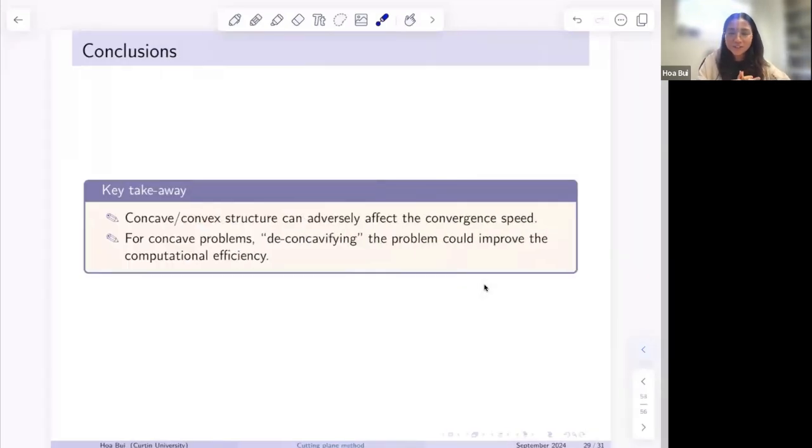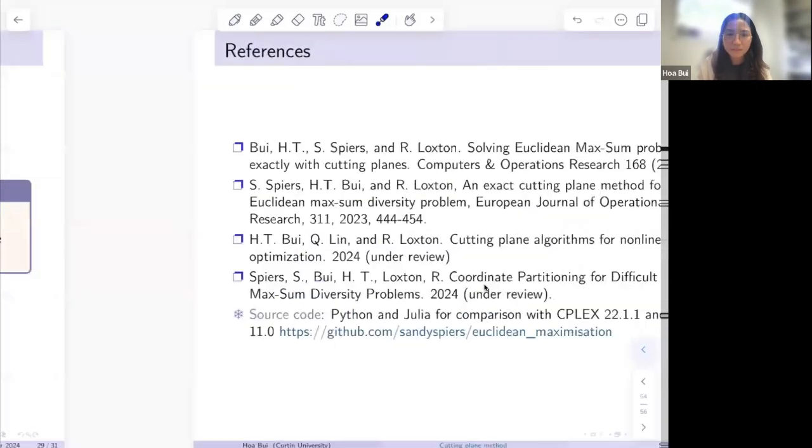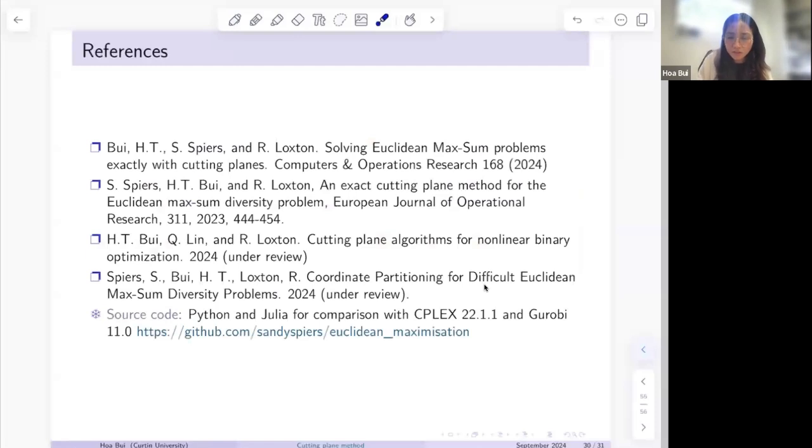So the conclusion is, for cutting plane methods, concave and convex structure can guarantee convergence, but it can adversely affect the convergence speed. And maybe for a concave problem, we should think about deconcaving the problem to improve the computational efficiency. The reference of the talk is the first paper, but I did use some other papers as well, for example, for the numerical experiment.